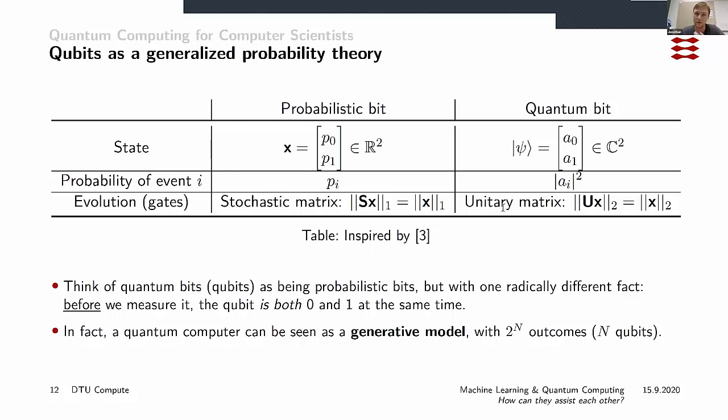And then there's one more additional fact, which I've written down here, is that before we measure it, the qubit is both 0 and 1 at the same time. And this is the mind-boggling thing about quantum mechanics, is that things can be in two places at the same time or be something else completely.